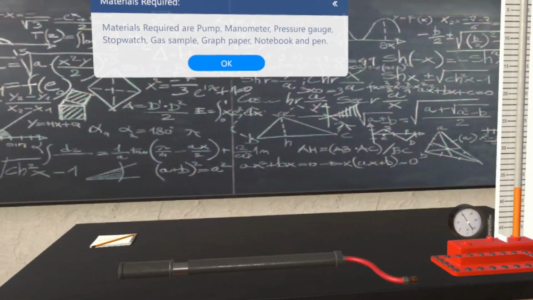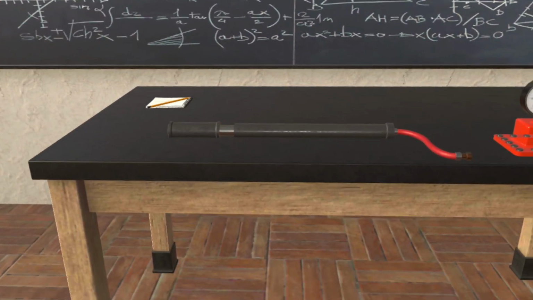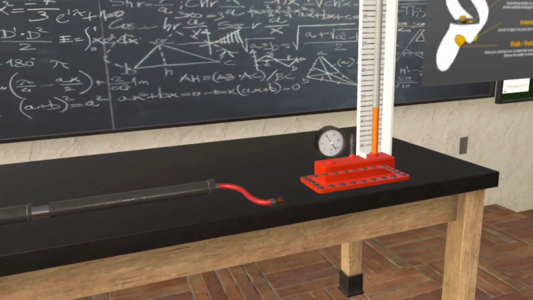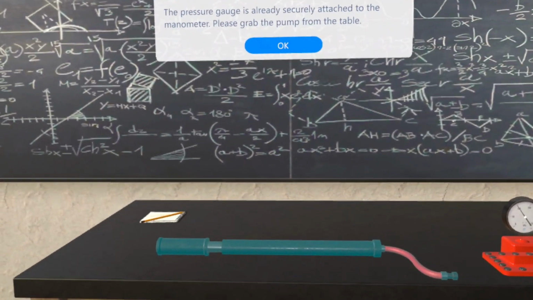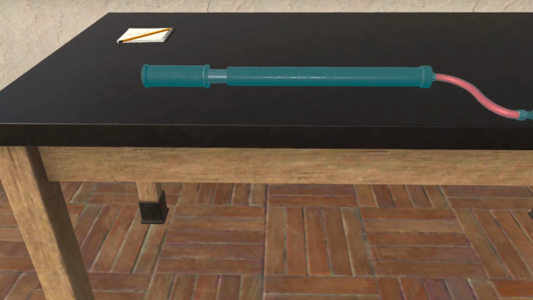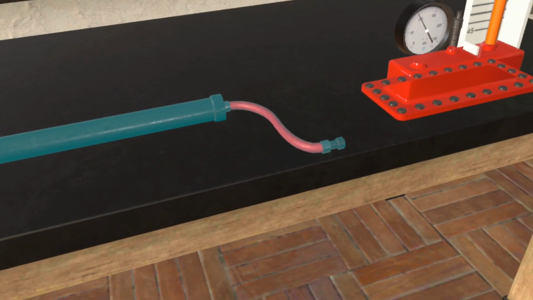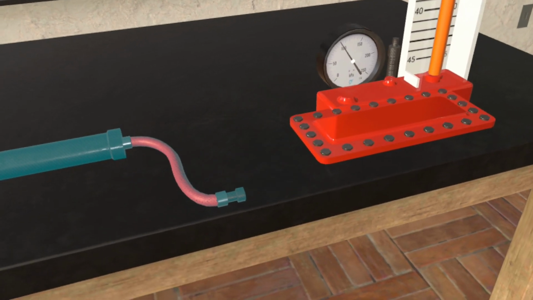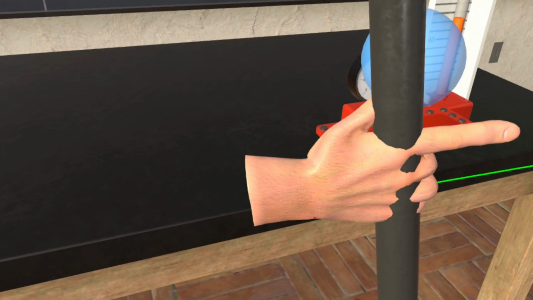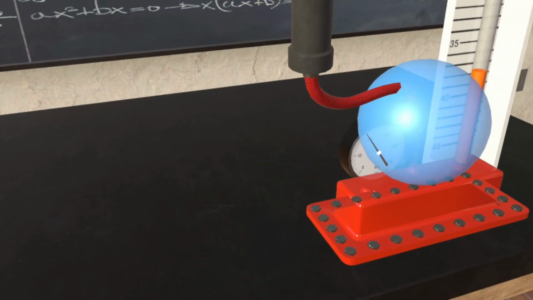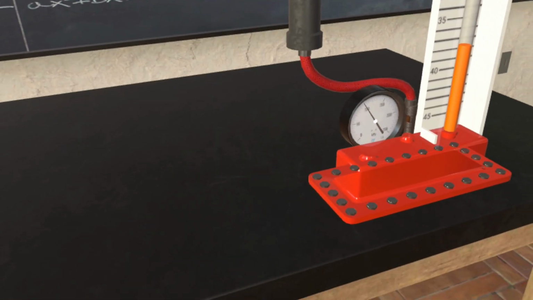Materials required are pump, manometer, pressure gauge, stopwatch, gas sample, graph paper, notebook and pen. The pressure gauge is already securely attached to the manometer. Please grab the pump from the table. Excellent. Now, snap it to the highlighted location.